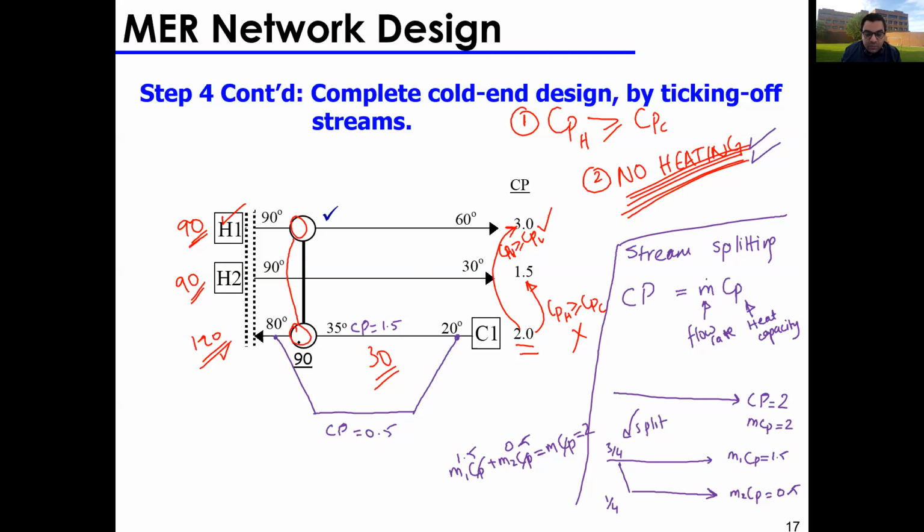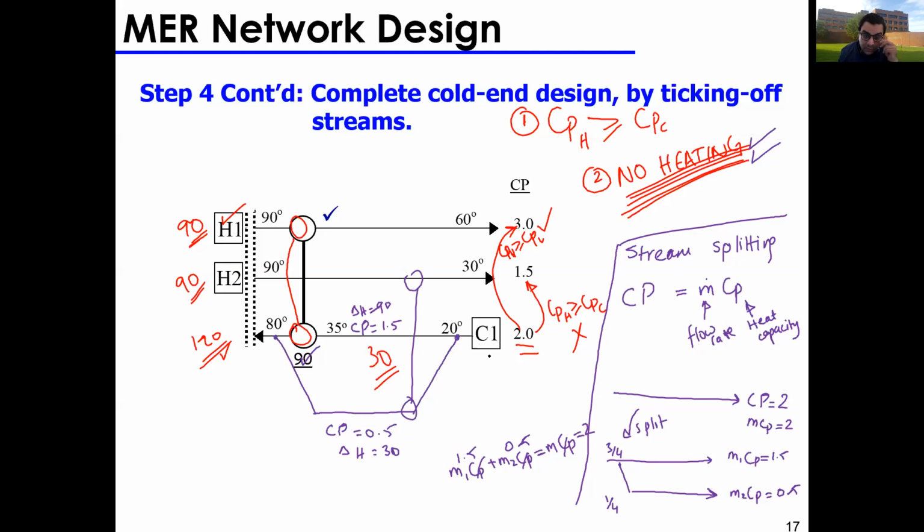And then this stream, let's have a look, 80 minus 20 multiplied by 1.5. So the delta H for this one is 90, and it's satisfied here. And if I look here, 60 multiplied by 0.5. So the delta H for this stream is 30, and it can be used to satisfy this transfer. So this is possible, and this is a trick which you can use either above the pinch or below the pinch.